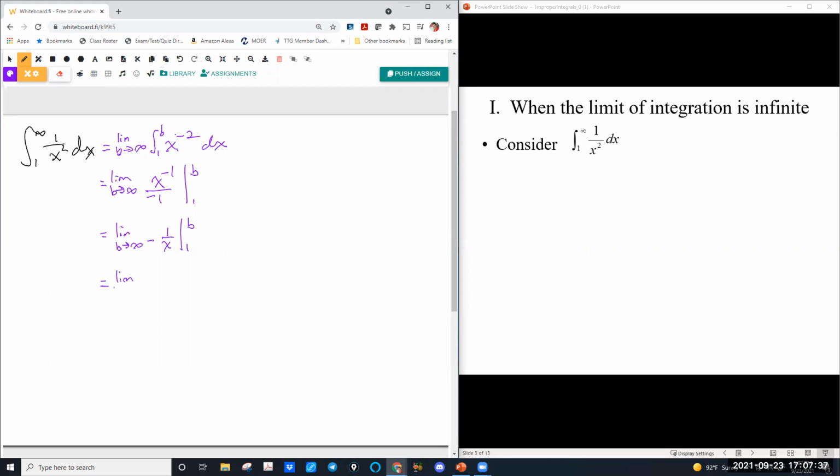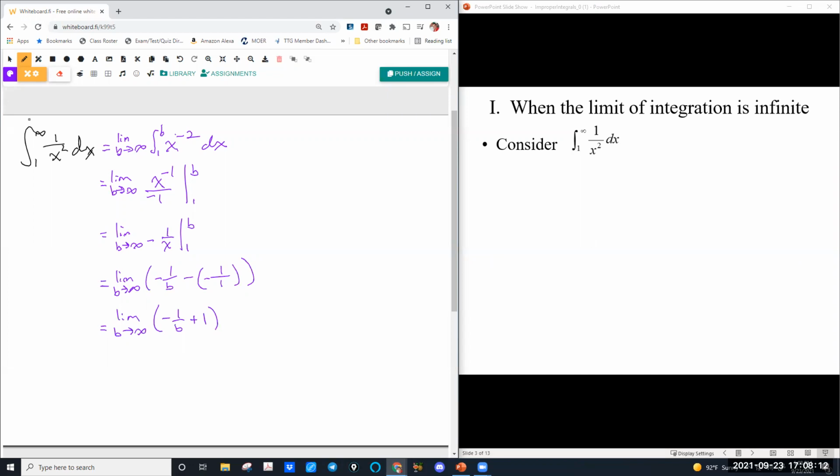So again, the limit's still there. We're not dealing with it yet. We will soon. And now we finish off our fundamental theorem. Plug in my upper limit, so minus 1 over b, minus, plug in our lower limit, negative 1 over 1. All right, so we have the limit as b goes to infinity of negative 1 over b. That 1 over 1 is 1. We've got minus and negative, so plus 1.